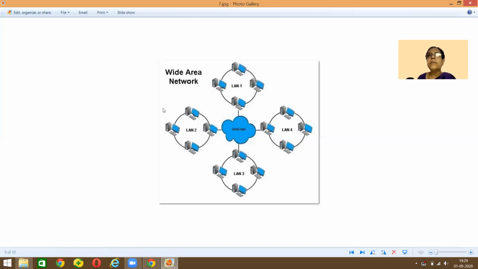The best example for a MAN, or metropolitan area network, would be the cable TV network, which is spread across. And for WAN, the best example would be your internet, and the internet has airline reservation and railway reservations, and you have your mobile networking. All this is done through the wide area network.